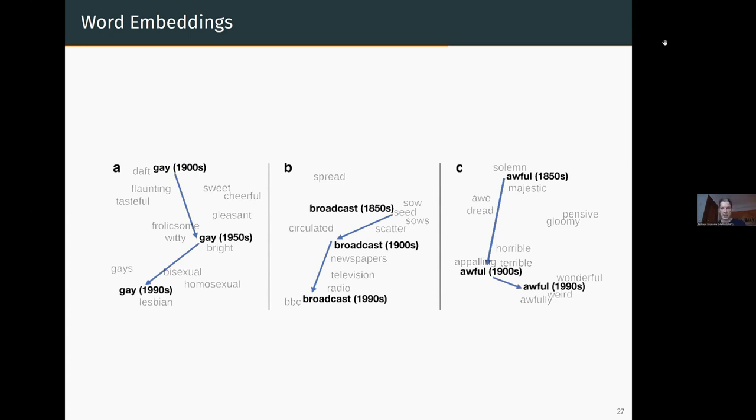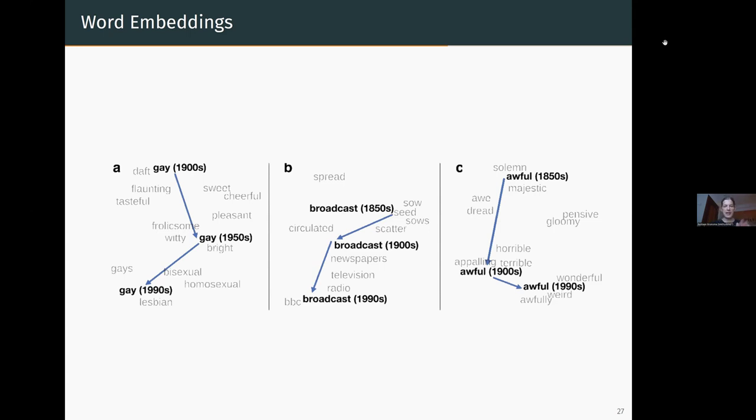Lots of religious hymns had an "awful" thing in there and meant something good. And then suddenly in the 1900s, we saw that the context of the word changed, right? So it started to mean horrible, appalling, and terrible. That's the context it has. And nowadays, it's even shifted in the 1990s. It goes towards this more weird meaning. So it changed meaning over time.